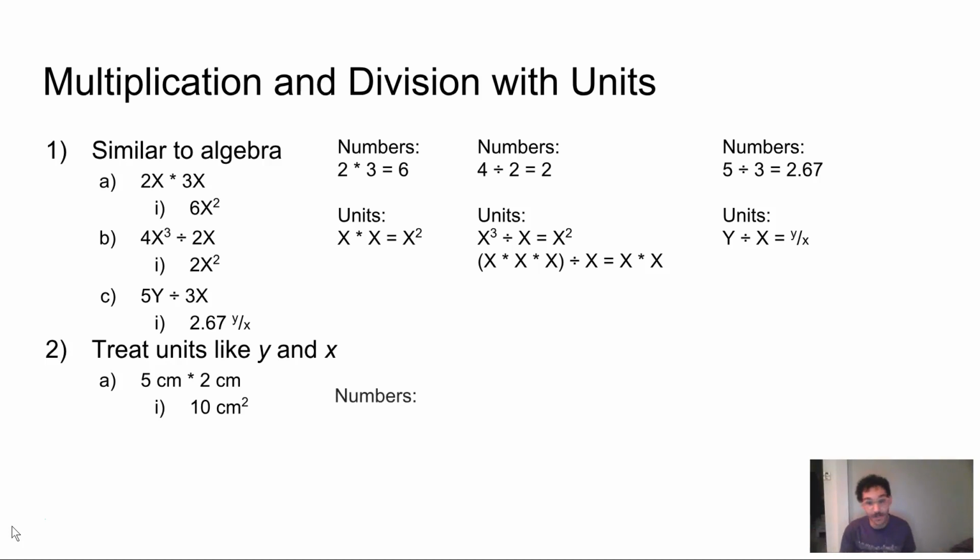And so to get that, I'm going to look at my numbers first and be like, all right, 5 times 2, that gives me 10. And then I'm going to think, all right, centimeters times centimeters are my units. That's centimeters squared. Centimeters times centimeters is centimeters squared.